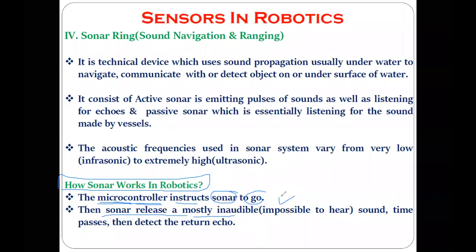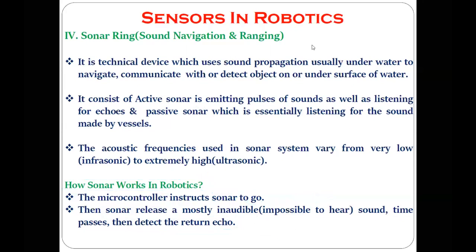Inaudible means this sound cannot be heard. So the sonar releases the sound. Okay, and after some time passes, the sonar is also responsible for listening to the echoes. The returning sound can also be heard by the sonar. So the echo can be heard when the released sound hits some object or obstacle. Correct or not? Yes, sir. And this echo can be listened to by the sonar.